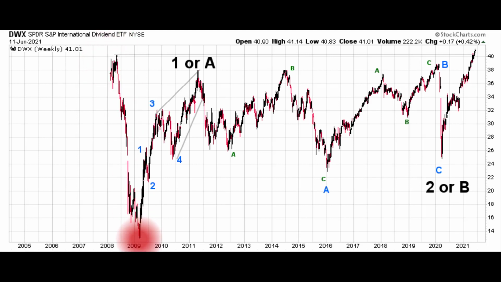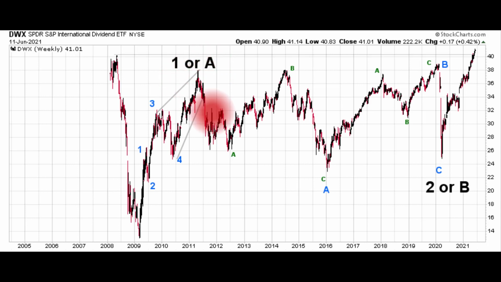Started out down, gave us a very nice trendy up move, headed sideways for about 10 years, and then off the 2020 low has showed more life. So the first up leg here off of that 2009 low could be a first wave or an A wave. I think it's probably an A wave.